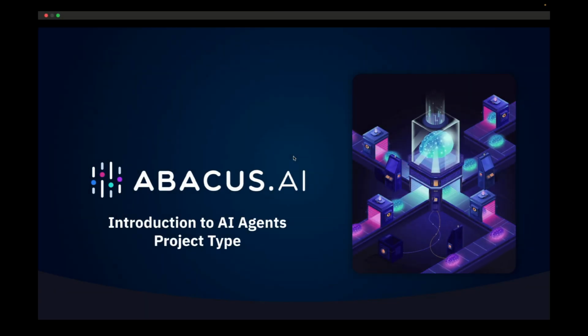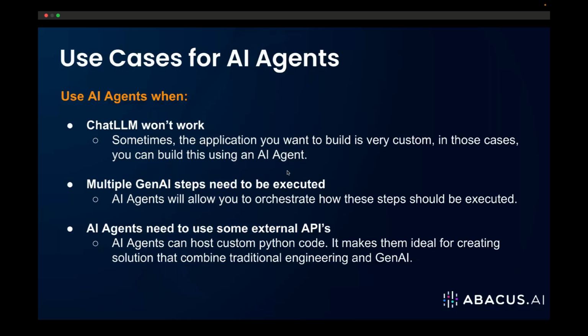Today we will be exploring the AI agents project type. AI agents allows you to build powerful LLM based applications with a custom user interface component. The open source equivalent would be LangChain.